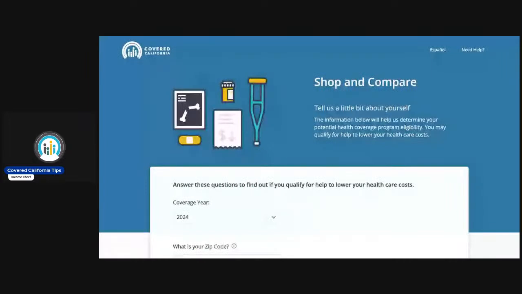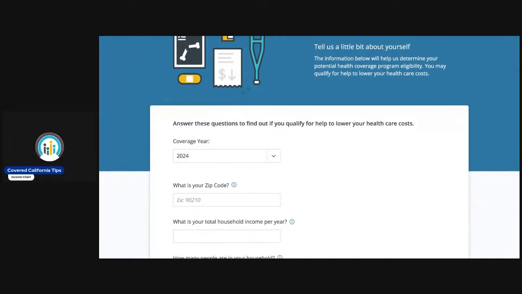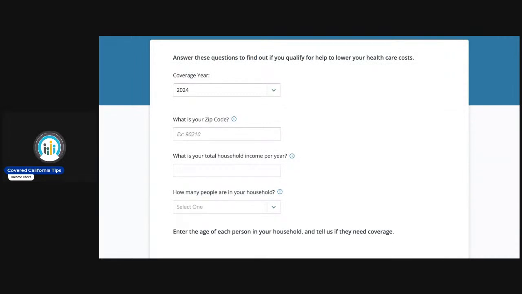So as you can see on the screen here, this is a shopping compare tool. This is where you can come and get an estimate of how much your coverage is going to be. So this is for the 2024 year, going into '24, which we're getting ready for open enrollment. And so on this plan here, you're going to input your zip code, your total household income, and then how many people live in your home. And once you see that, it'll determine how much of a subsidy you get.